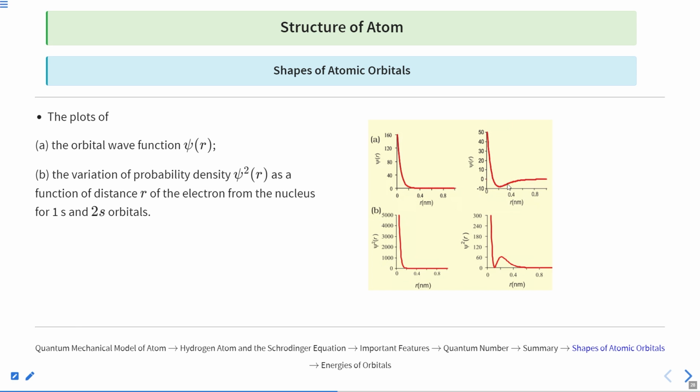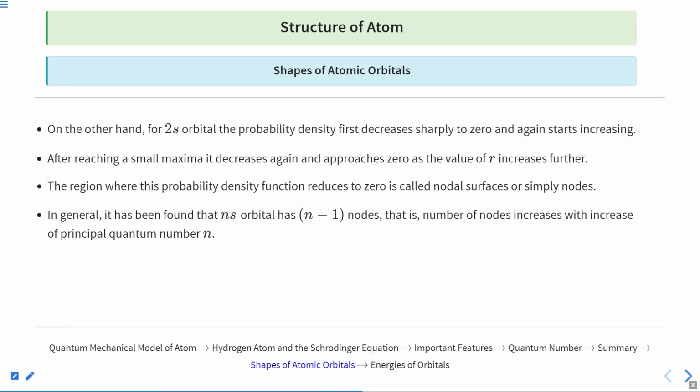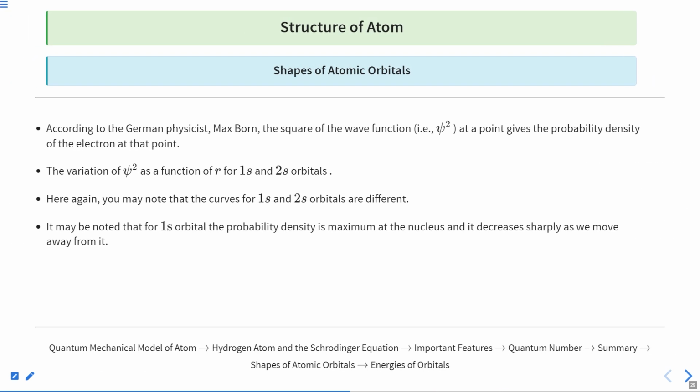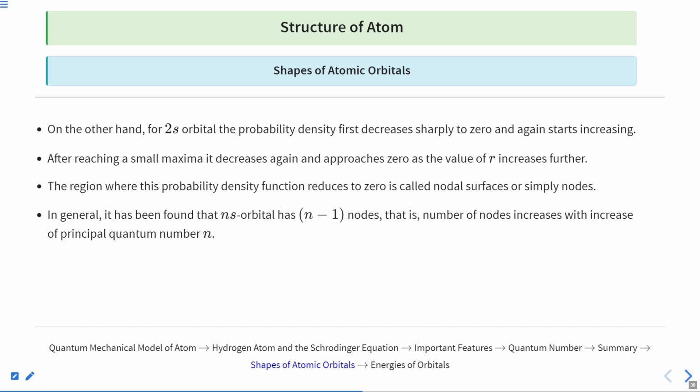So this thing is called a node. Where the probability of finding the electron is zero, that is called a node. In case of s orbital, we don't have any nodes. If you see the shape of the s orbital, you will find that they don't have any node. But in case of 2s, we have nodes. So 1s orbital has no nodes, but 2s orbital does have. Clear? And the diagram that we have seen right now depicts it clearly. So that thing is called a nodal surface or nodes.